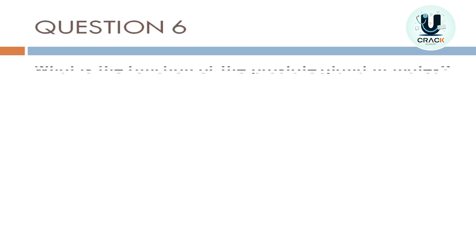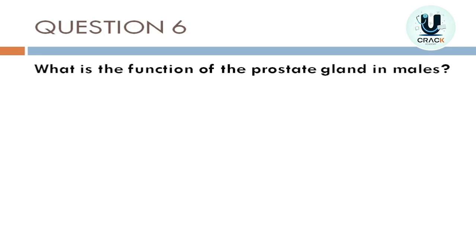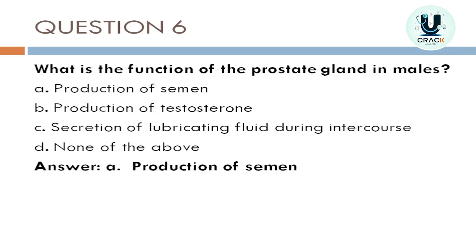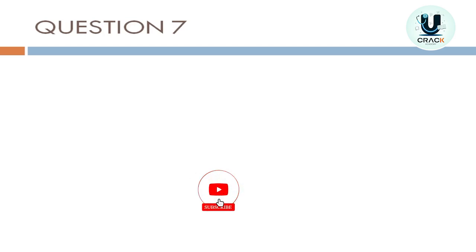Question number 6. What is the function of the prostate gland in males? A. Production of semen, B. Production of testosterone, C. Secretion of lubricating fluid during intercourse, D. None of the above. Answer: production of semen.